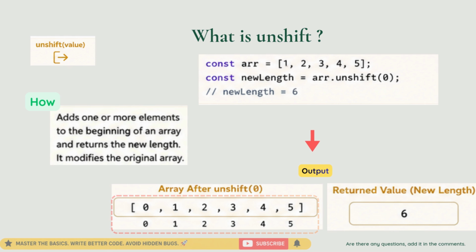Before 1, 2, 3, 4, 5. After 0, 1, 2, 3, 4, 5. Think about someone joining the front of a line. Everybody else moves back a little. Important. Unshift changes the original array.